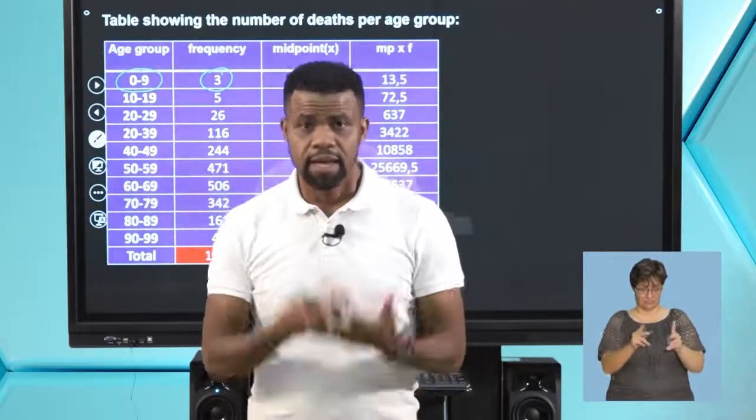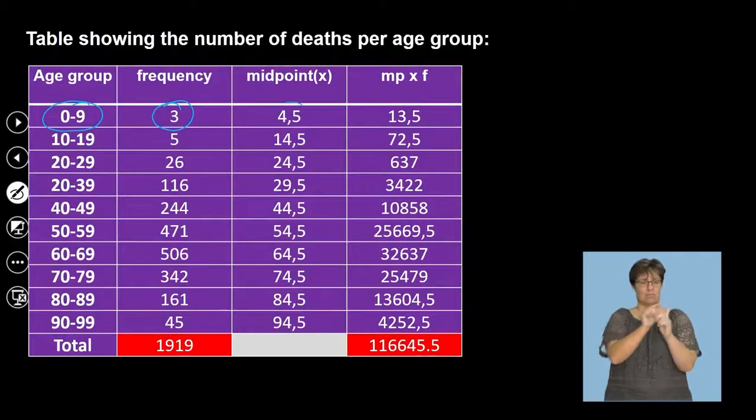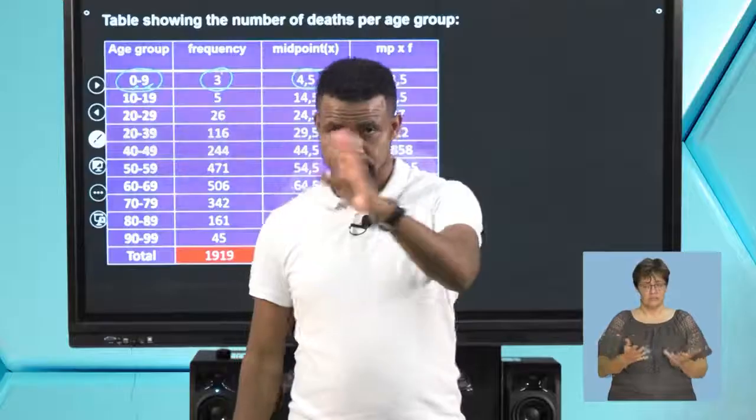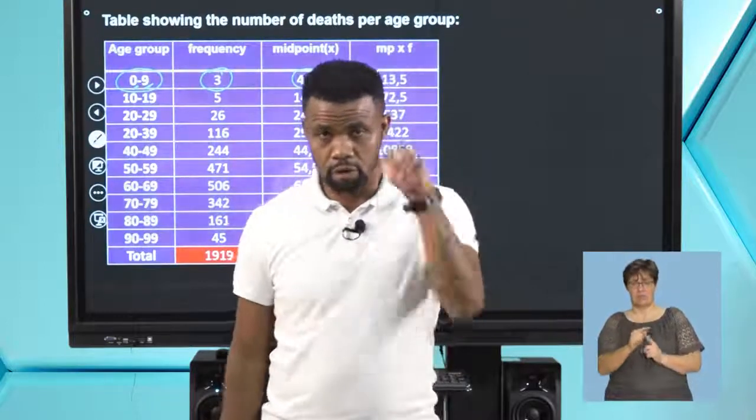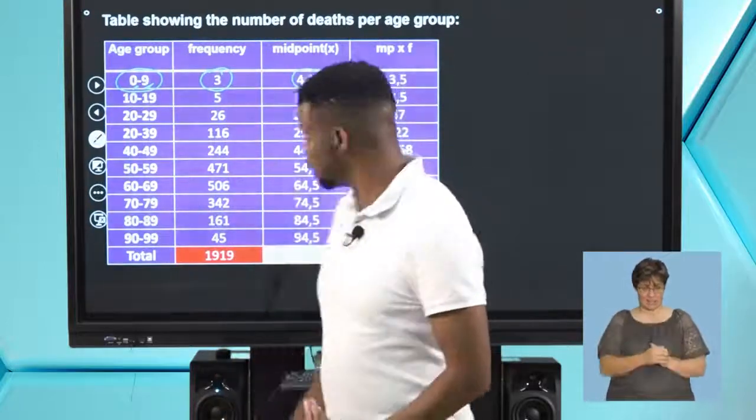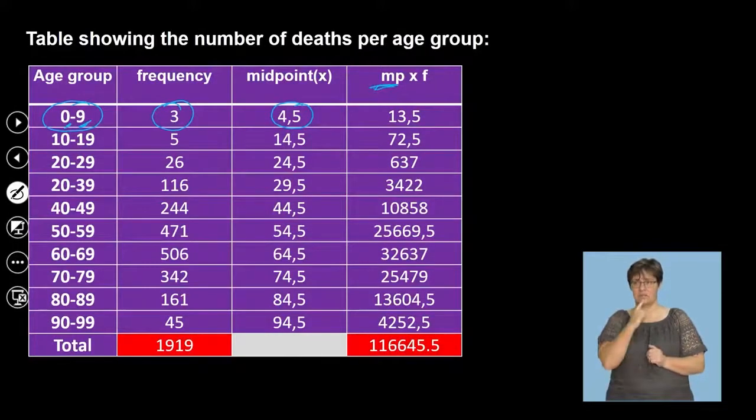Are we together? Then we find the midpoint. How did we do this? 0 plus 9 divided by 2, that gives us 4.5, which is the midpoint of that class interval. Then from there, we say midpoint times the frequency. The frequency is how many data in that interval, which is 3, multiplied by 4.5, which gives us 13.5.